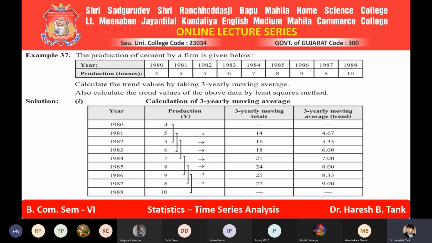Hopefully everyone is getting that. Are you getting it? Yes, sir. Okay. So this becomes the 3 yearly moving average. The first part is taken care of. Now you have to take care of the second part. The second part is that the same example is to be done using the method of least square. Number 2, method of least square.